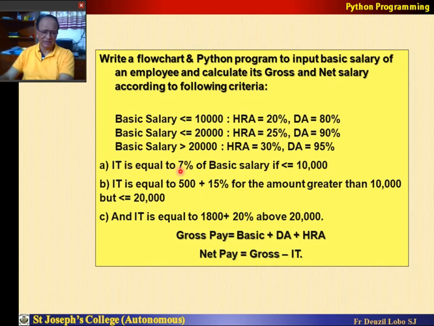IT is 7% if the basic salary is less than or equal to 10,000. IT is equal to 500 plus 15% for the amount greater than 10,000 and less than 20,000. So we have to calculate for this amount and then add it to 500. And IT is equal to 1,800 plus 20% for all the amount above 20,000. You have to calculate this in the same sequence. Then you calculate gross pay. Gross is equal to basic plus DA plus HRA. Net pay is equal to gross minus IT.